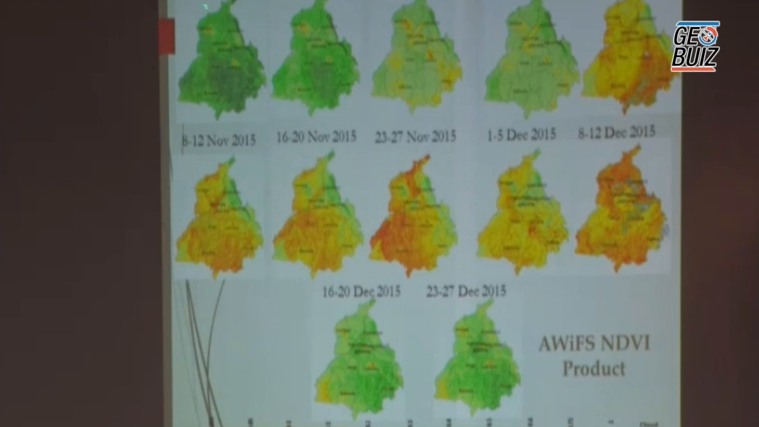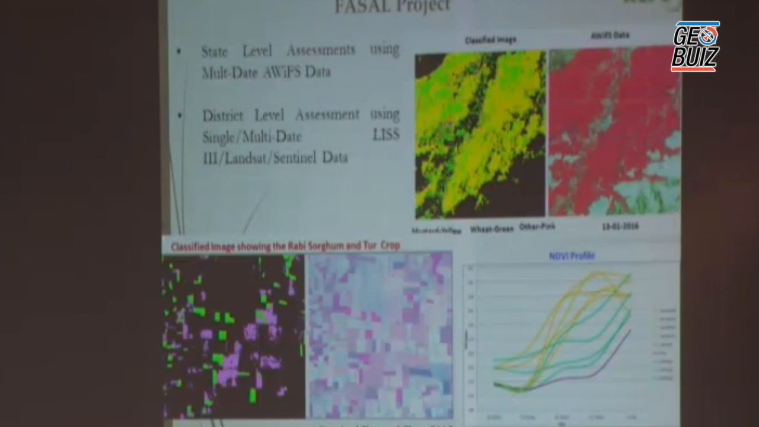You can see the Punjab Kharif crop, then plots getting harvested, and then the Rabi season coming up, and the greenness is increasing. So this kind of data was specifically made for crop assessment, and we are regularly using all the data we have. This is an all India data product at the same resolution as AWiFS. So we use this kind of data for various programs. One major program is the FASAL project.